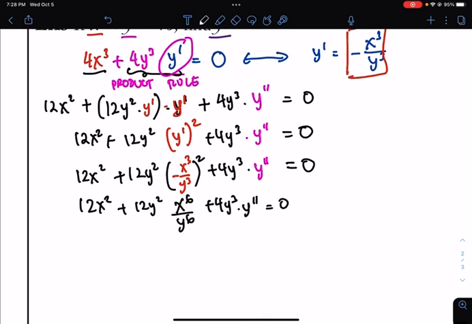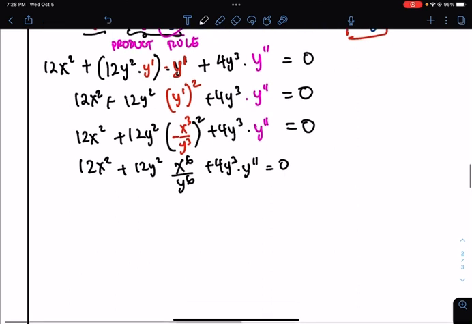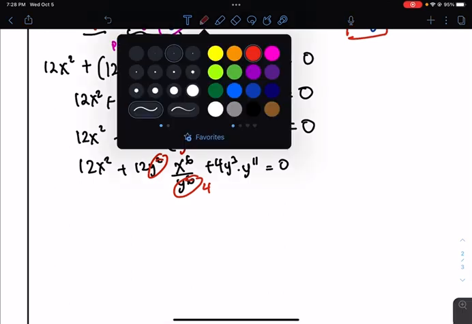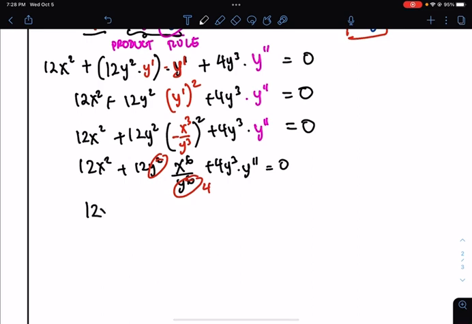Okay, and then we want to simplify the y here, right? So this can cancel, so this becomes 4 in the bottom. So if we take it up, that's gonna be 12x to the 6 times y to the power of negative 4, plus 4y cubed y double prime. I'm just gonna put pink for all the double primes so you see what's happening.